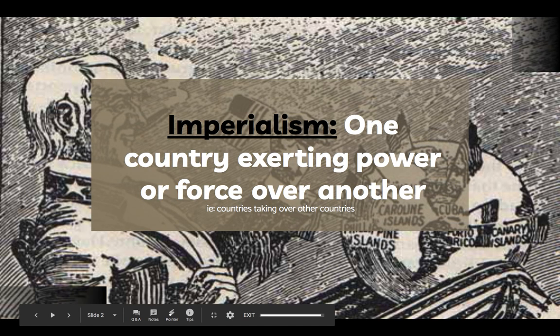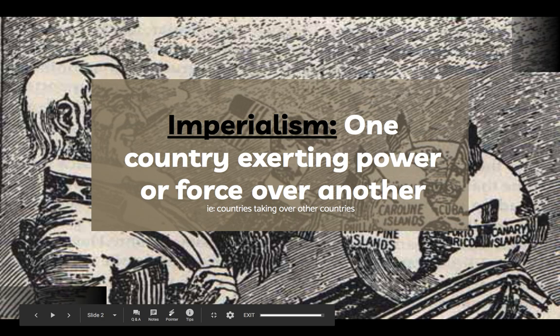Now, in case you forgot, hopefully you did not, because we did spend quite a long time on this in world history last year. The definition of imperialism is one country exerting power or force over another. So essentially, guys, as we broke this down last year, it's just countries taking over countries. And there's multiple reasons why they would do it. This year we are going to be focusing on why the United States is partaking in imperialism.